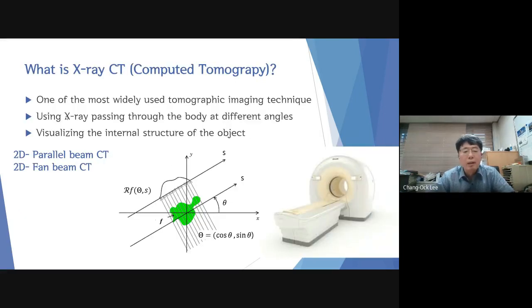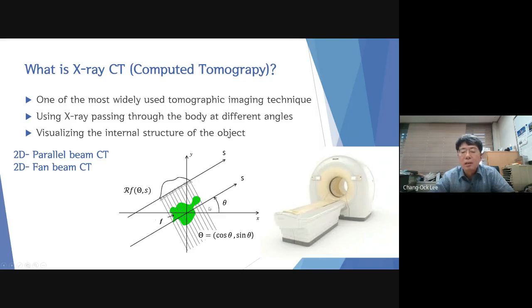So first, let me explain what X-ray CT is. CT means computed tomography. As you see in these pictures, this is a CT machine in the hospital. It is one of the most widely used tomography imaging techniques. It uses X-rays. If you look at the picture in the center, this green object is, say, a human being or some industrial object, and here is your X-ray source. The X-ray comes from that source in parallel, and arrives at this plane, which is called the detector. Some X-ray signal is absorbed in the object, and the remaining part arrives at the detector and is recorded there.